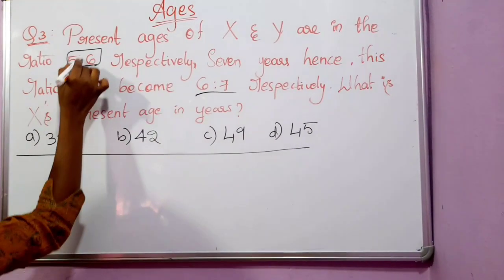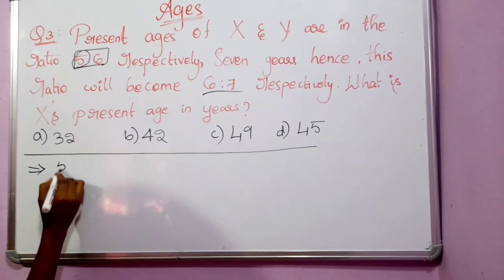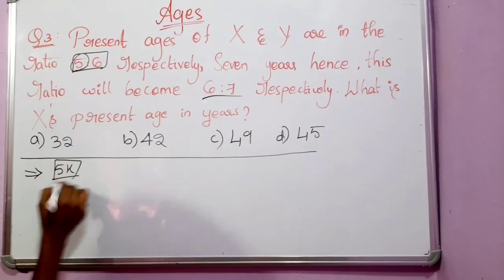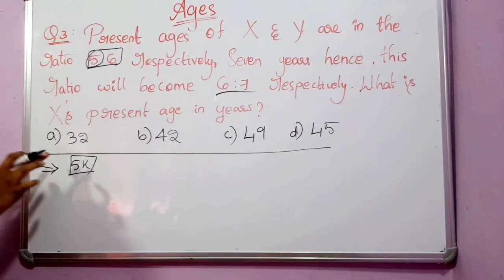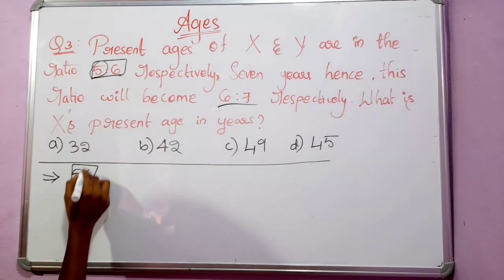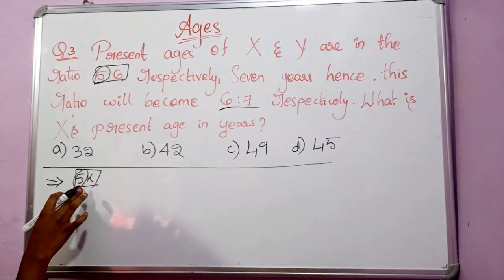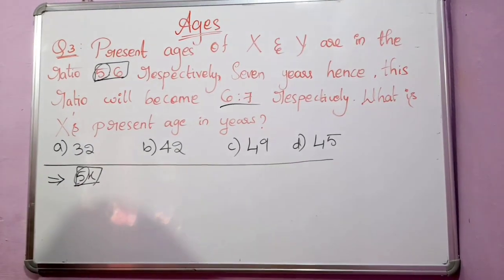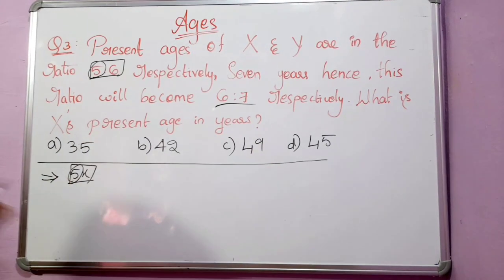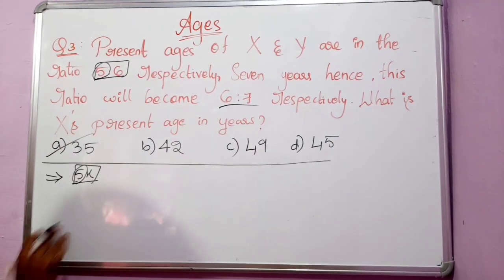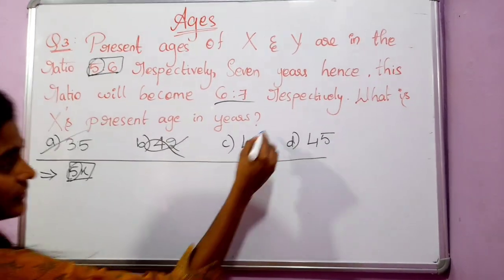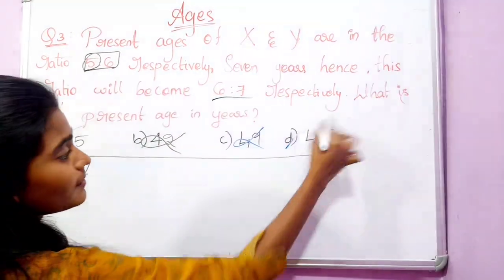Okay. So here if you observe carefully, 5x is the ratio of x, present age of x. And now here we don't need to subtract or add any number to the options. We just directly see which number is divisible by 5. If you observe carefully, here the option is actually 35, and 35 is divisible by 5, 42 is not divisible by 5, and 49 is not divisible by 5, and 45 is divisible by 5.